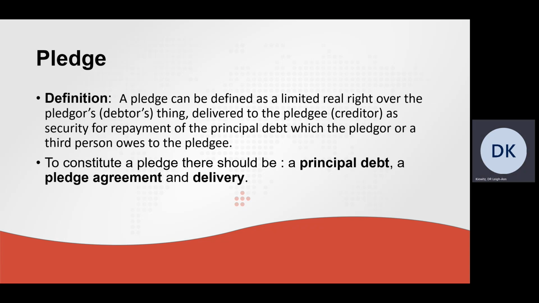Now, an example of a conventional real security right is a pledge. A pledge can be defined as a limited real right over the pledger's thing, delivered to the pledgee as security for repayment of the principal debt, which the pledger or a third person owes to the pledgee. To constitute a pledge, there should be a principal debt, a pledge agreement, and delivery.